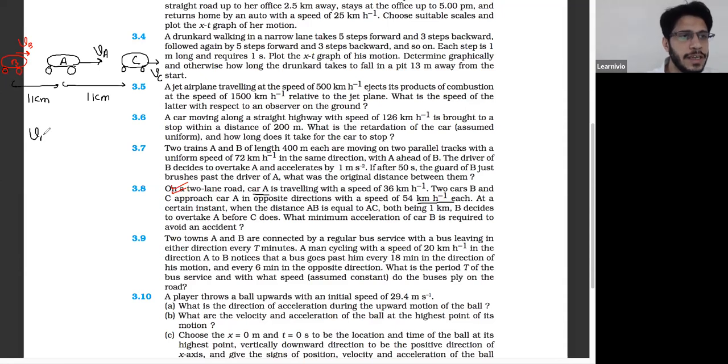So see, VA is given, VA is 36 kilometer per hour. So how would you convert kilometer per hour into meter per second? Multiply by 5 by 18. So if I multiply it by 5 by 18, it comes out to be 10 meter per second. Similarly, VB and VC are equal, both are 54 kilometer per hour. 54 into 5 by 18, so that's 3 times 5, so it's 15 meter per second.